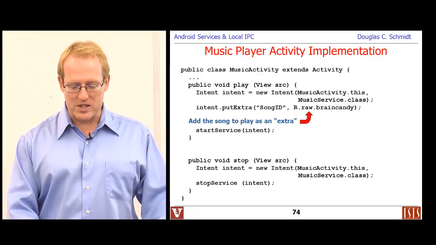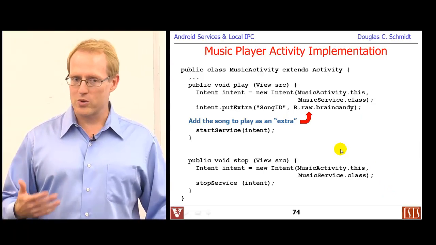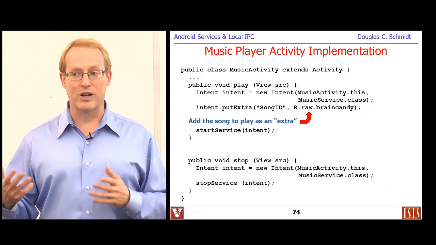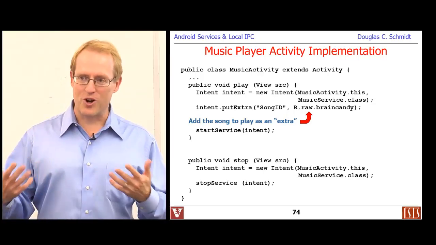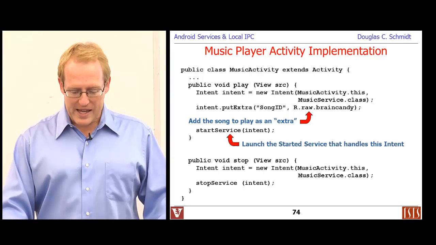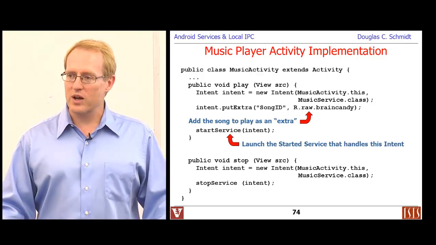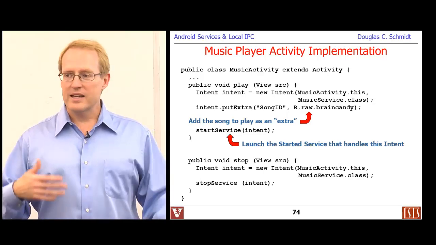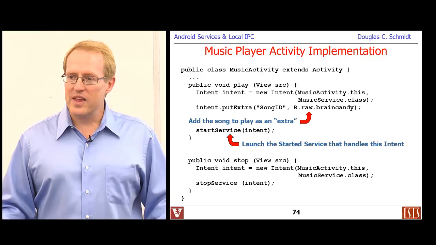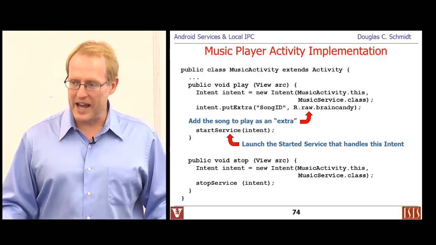And then we go ahead and we stick a song ID, which in this case is just a pointer to a resource that's connected to this. A real application, of course, would give you a menu from your playlist to choose. We're just hard coding this stuff in here to make it simple. And then after you've indicated which service you want to have played, then you go ahead and say start the service.